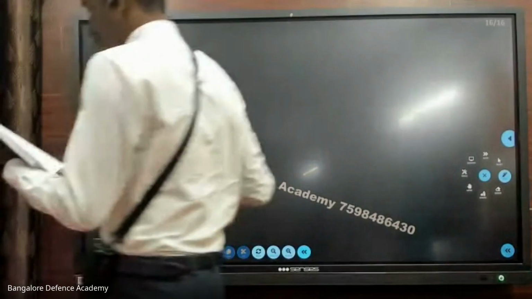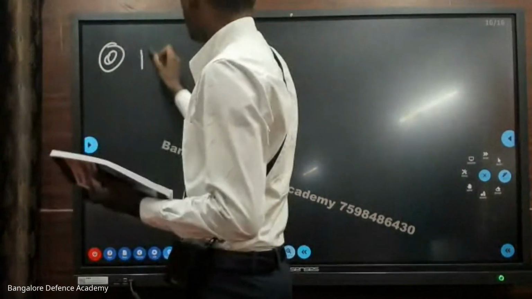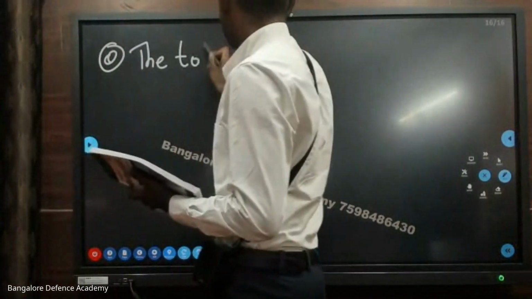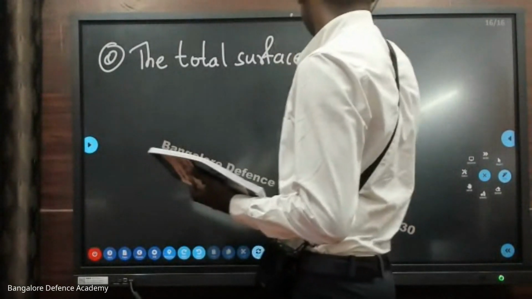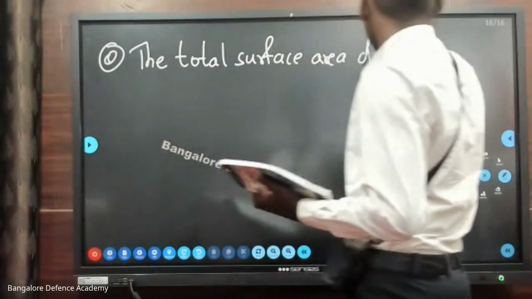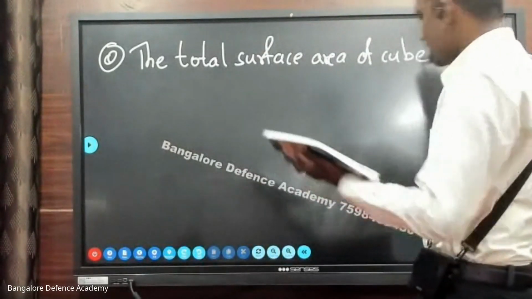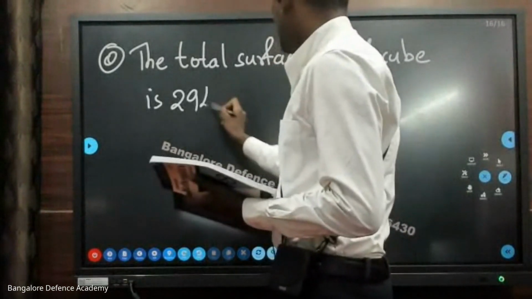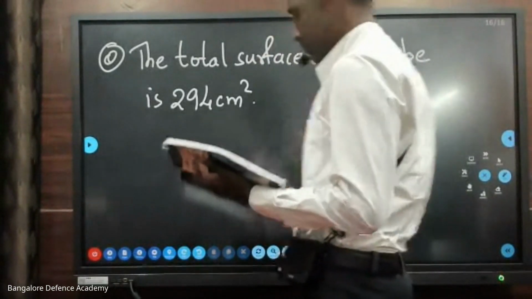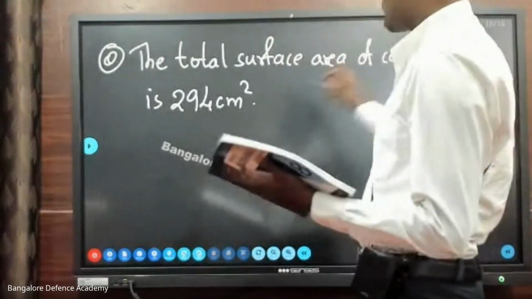The total surface area of a cube is 294 centimeters square. Find its volume.